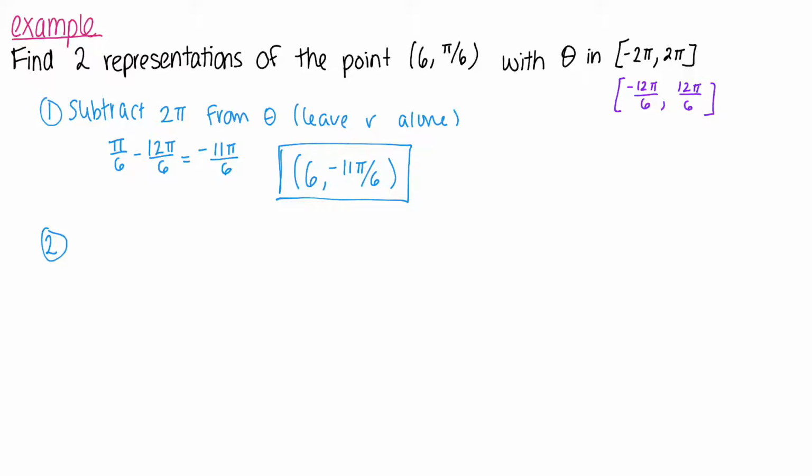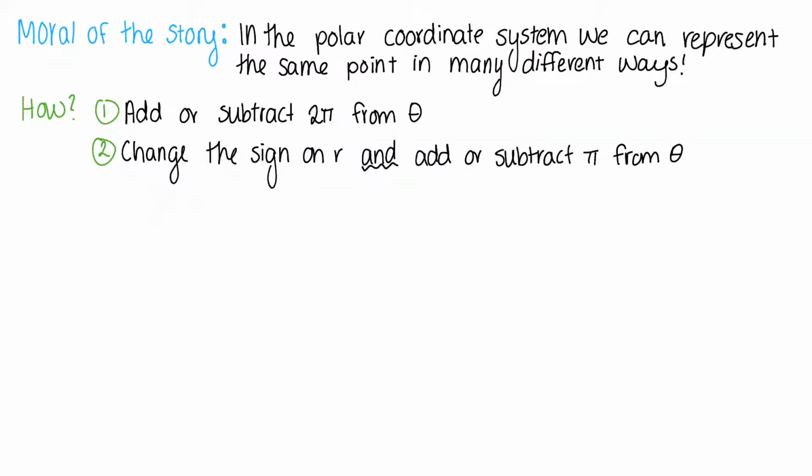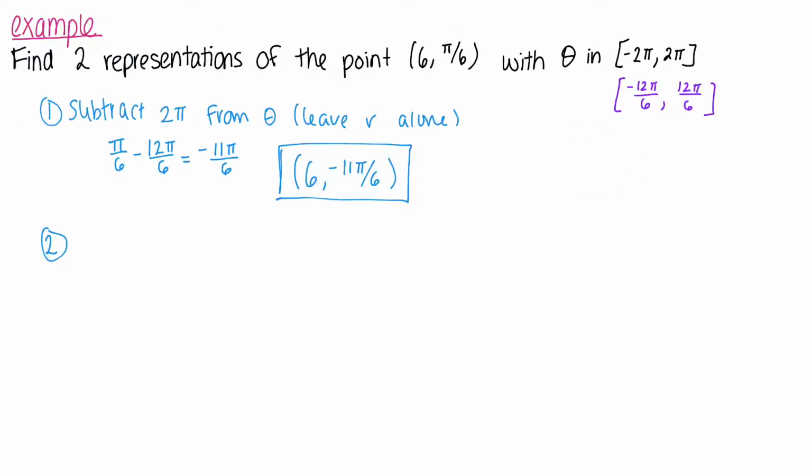For my next one, I have choices on whether I go back to this guy. I think I will start with him again. And now I've already done the subtracting, I can't add, so I have to go to this one. Changing the sign on r and adding or subtracting pi from theta. So not 2 pi, but pi. I'm just going to add pi instead of subtracting pi, but you could do either. There are many answers here.